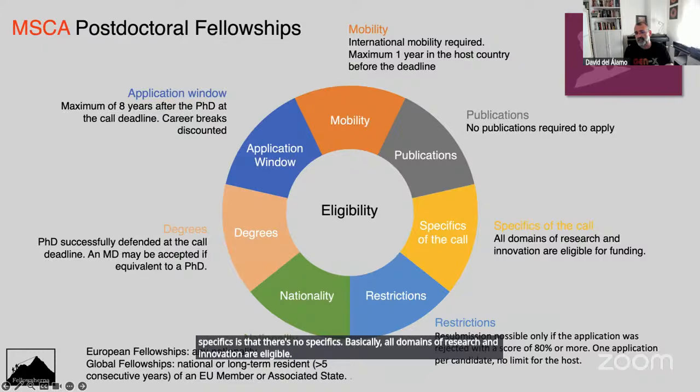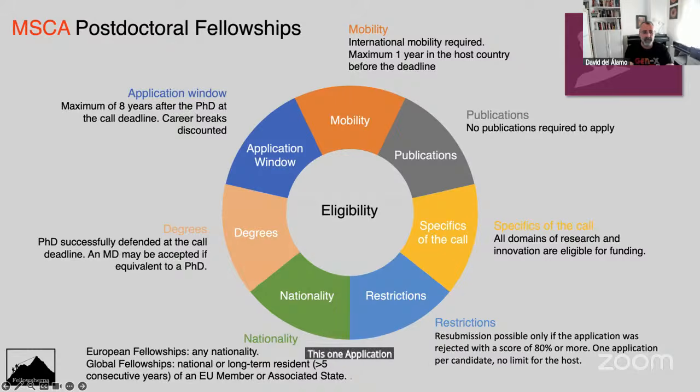There are restrictions here in terms of resubmission. You can resubmit only if you got at least 80% in the score. They changed this from 70%. They changed it last year because of the huge increase in the number of applications. There's 1 application per candidate. Then nationality, again, this is based on politics, as we mentioned before.